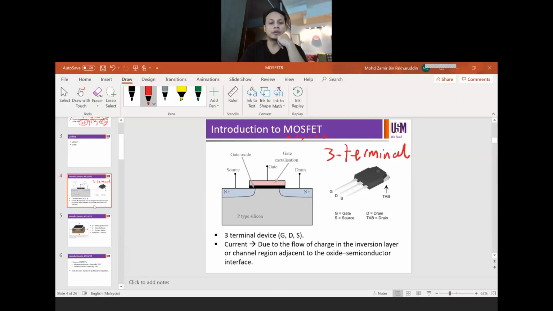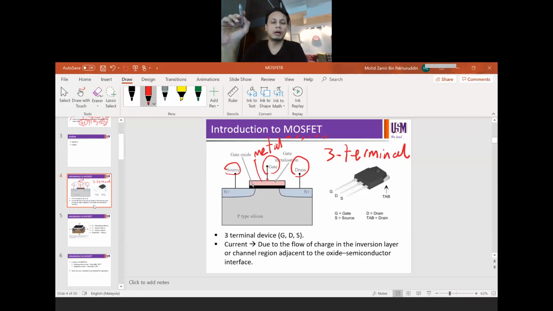Okay. So in a MOSFET, we have three terminals. We have the gate in the middle. That's the gate. And we have the source and we have the drain. Right? So when you talk about MOSFET, metal oxide semiconductor field effect transistor, where do you find all this? Metal is usually the gate.